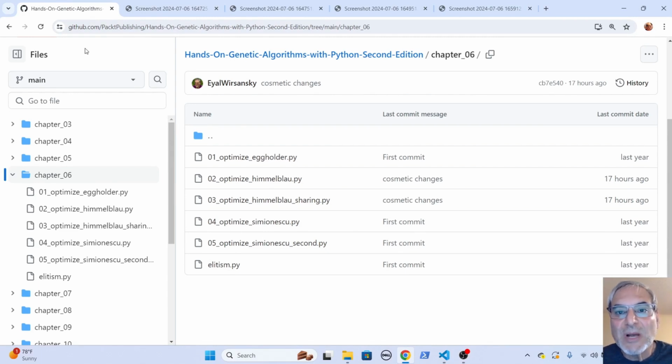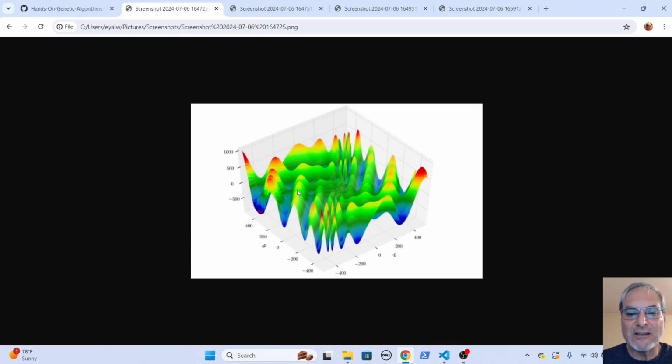Hello again, we are in chapter 6, which is optimization of continuous functions, floating point functions. Unlike the combinatorial problems and constraints that we had before, we can see that genetic algorithms can also solve continuous floating point number problems. And the first function we're going to look at is called the egg holder function, which has multiple local minima and maxima.